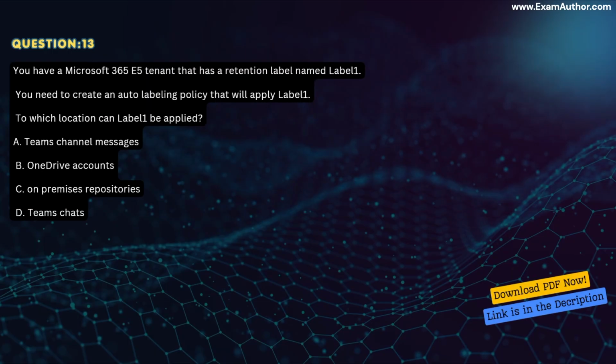Question 13. You have a Microsoft 365 E5 tenant that has a retention label named Label 1. A. Teams channel messages. B. OneDrive accounts. C. On-premises repositories. D. Teams chats. The correct answer is B.